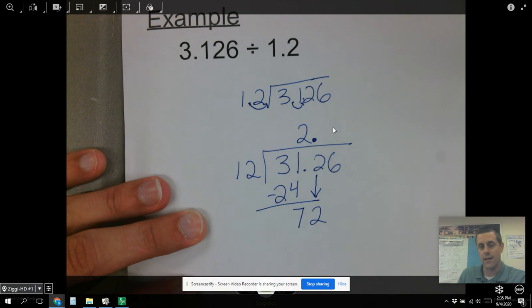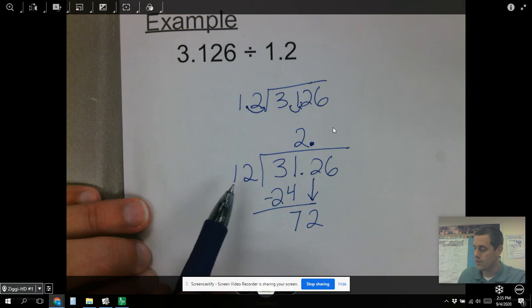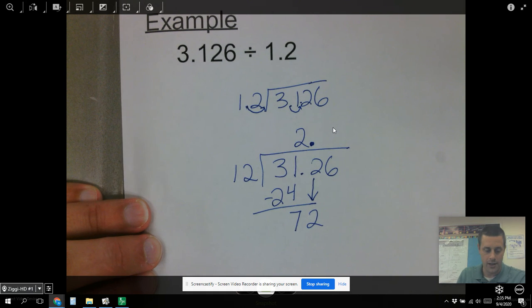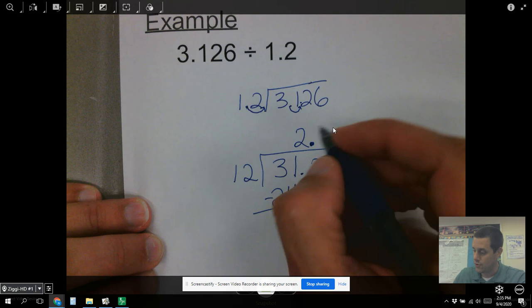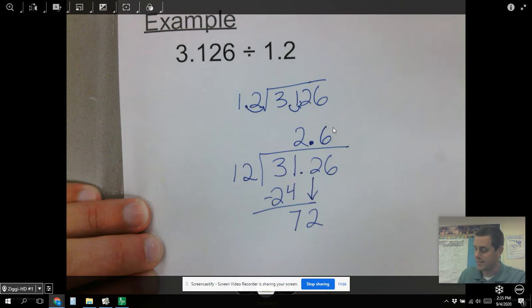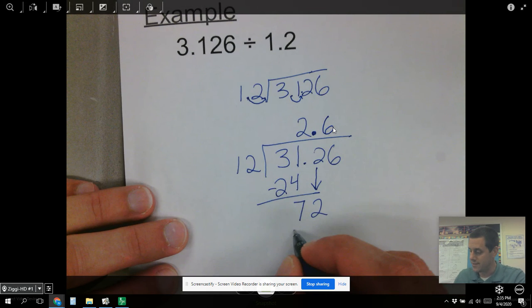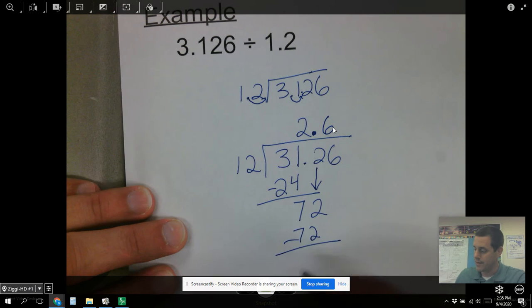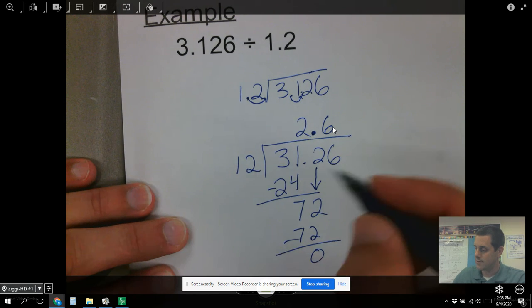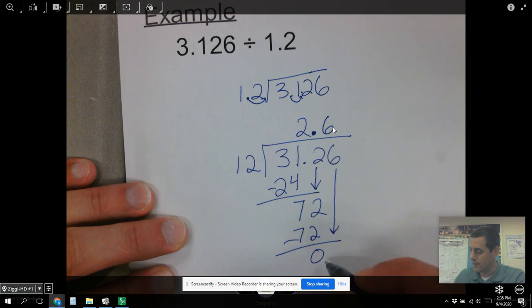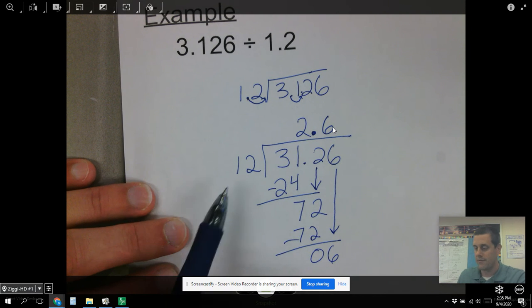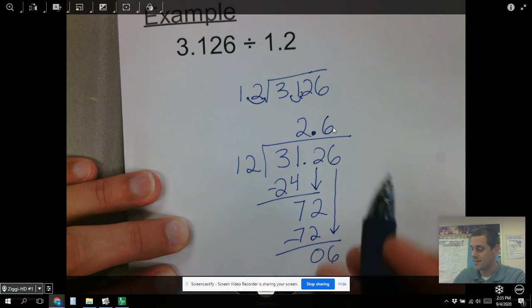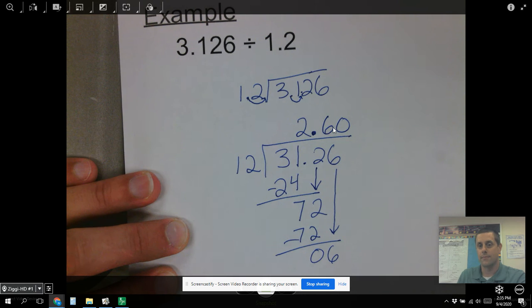And now we're going to repeat that division process. 12 into 72. If you're counting by 12s, 12 will fit into 72 6 times. 6 times 12 is 72. 72 minus 72 is 0, which is less than 12. Now we can bring down our next value, 6. Repeating the division, 12 goes into 6 0 times. 0 times 12 is 0. Subtract. 6 minus 0 is 6.